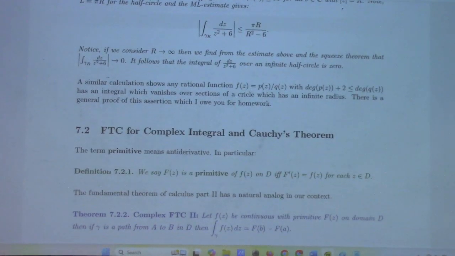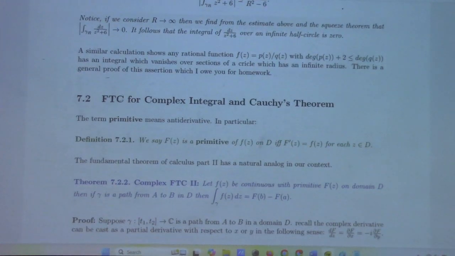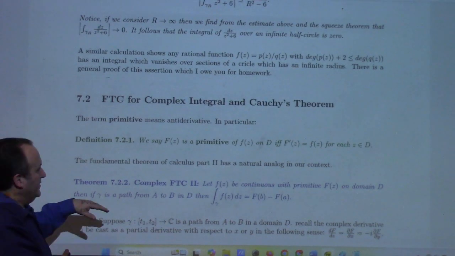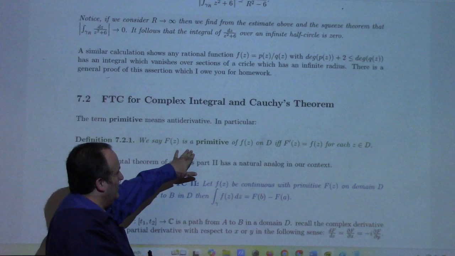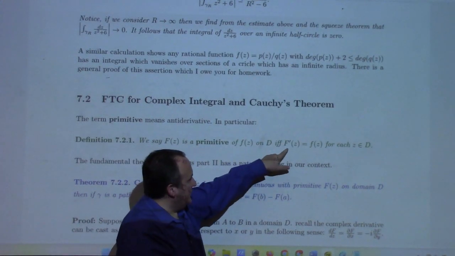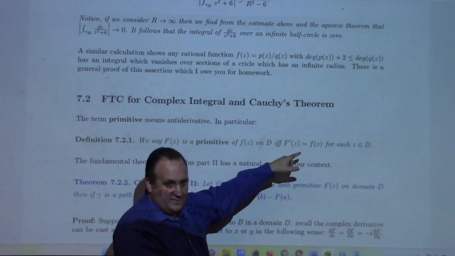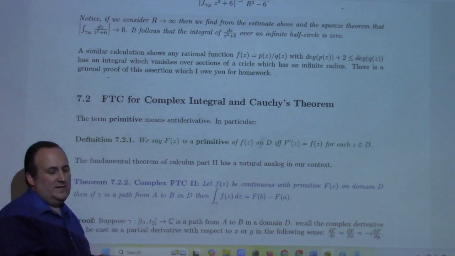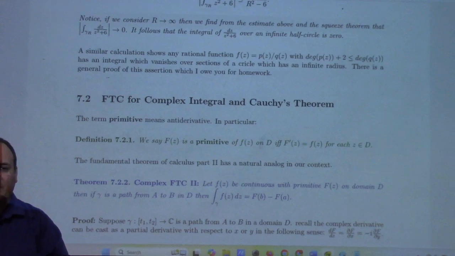And that brings us to the last thing I wanted to cover for today, which was to explain to you why all these integrals are 0. All right? So we say big F is a primitive of little f on D if the complex derivative of big F is little f. You can call it antiderivative. We will call it antiderivative.